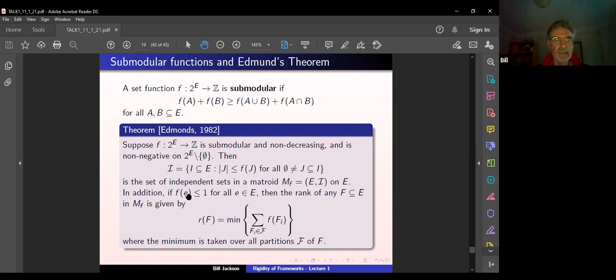And maybe more interestingly, he shows that, subject to the condition that f of {e} is less than or equal to 1 for all elements e of the ground set, it gives us a precise formula for the rank function of this matroid. The rank of a set F is given by taking all partitions of F and then summing the f value of the sets in the partition over all sets in the partition. The condition that f of {e} should be less than or equal to 1 is not necessary. We can remove this and get a slightly more complicated formula for the rank function. But for the current application to two-dimensional rigidity, we have this condition.